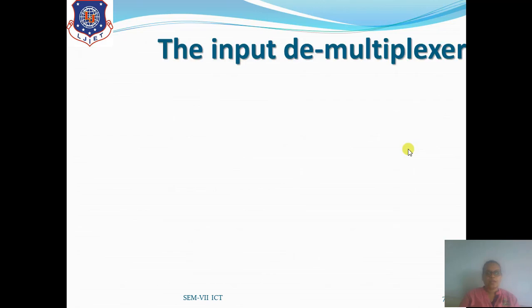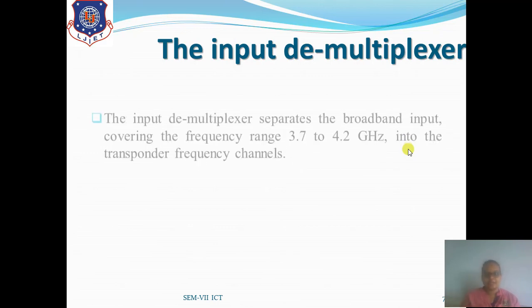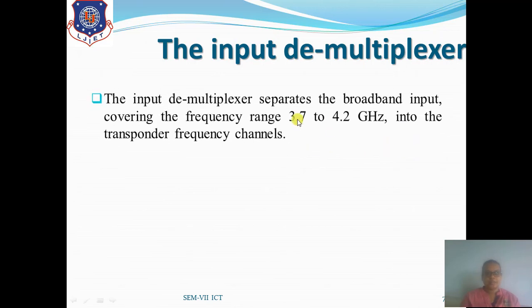So next, the input demultiplexer. The output from the wideband receiver will be the input to the demultiplexer. The input demultiplexer separates the broadband input covering the frequency range from 3.7 to 4.2 GHz, that is the downlink range, because the input demultiplexer is used after conversion to the downlink, into the transponder frequency channels. So different frequency channels will be divided from 3.7 to 4.2 gigahertz.